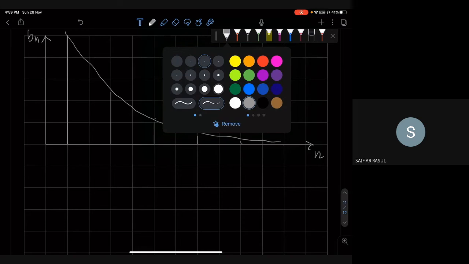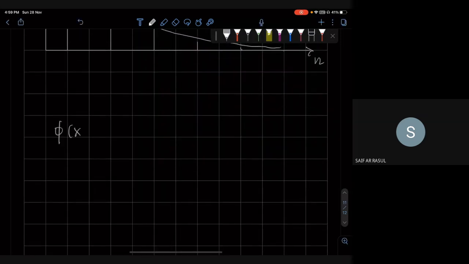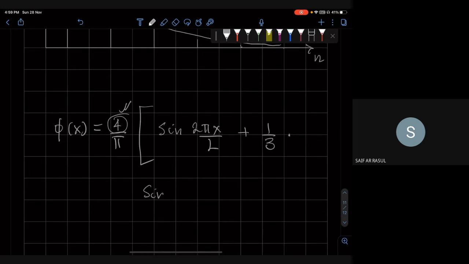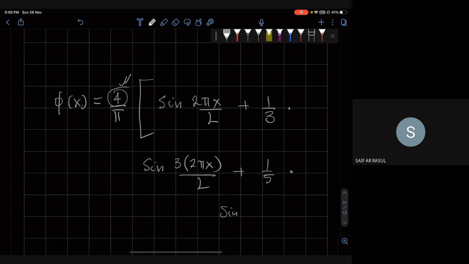So we can now write the Fourier series. The Fourier series looks like phi of x is, I think it's probably 4 by pi or 2 by pi, I forget. Well, it's probably going to be 4 by pi. This factor may be slightly different, but that doesn't matter. The leading term would be sine of 2 pi x over L. And then the next term, the coefficient amplitude would be 1/3, times sine of 3 times 2 pi x over L. And then the next term would be 1/5 times sine of 5 times 2 pi x over L. And this goes on forever. Okay, so this is the Fourier series.